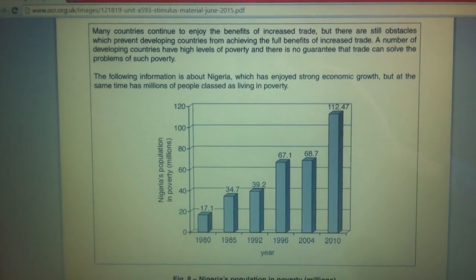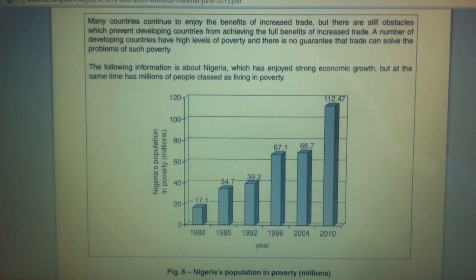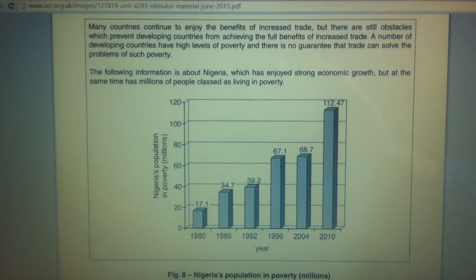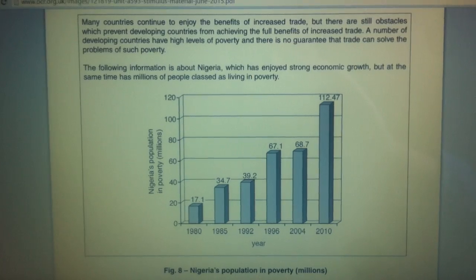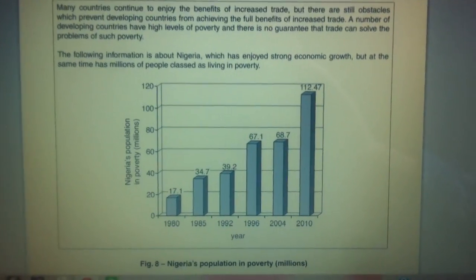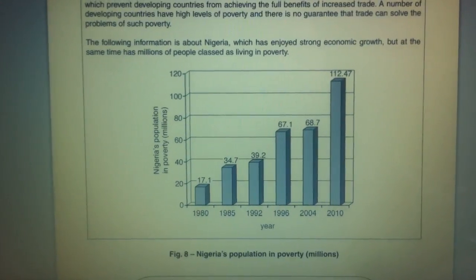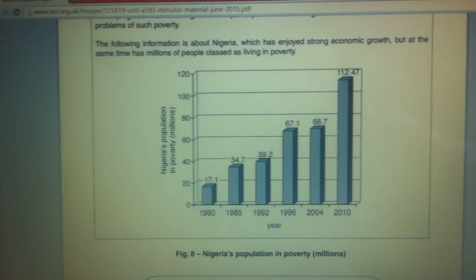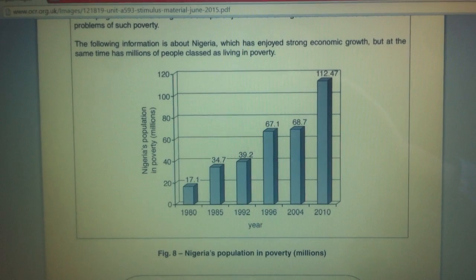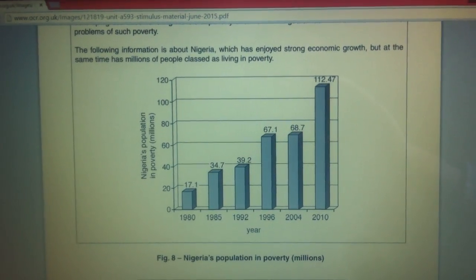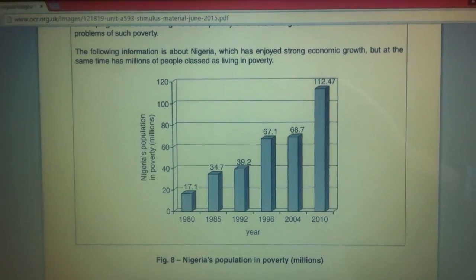And I think I mentioned that in the previous video. A number of developing economies have high levels of poverty, and there is no guarantee that trade can solve these problems. The following information is about Nigeria, which has enjoyed strong growth, but at the same time has millions of people classed as living in poverty. Now, on that table, figure 7, I've mentioned to you about data sets and providing you with data in different units and so on. Again, here, it's difficult to see what you would really be asked about this, apart from the examiner might ask you to describe that data set.